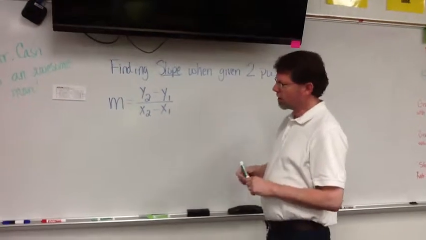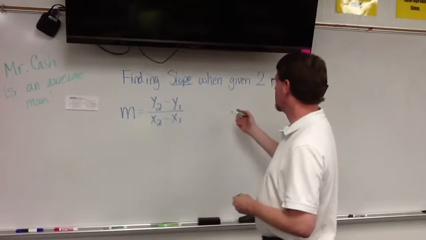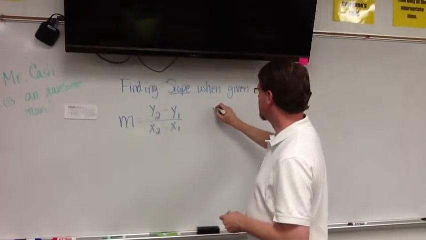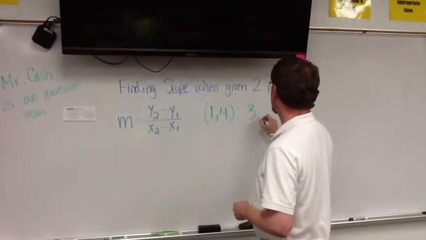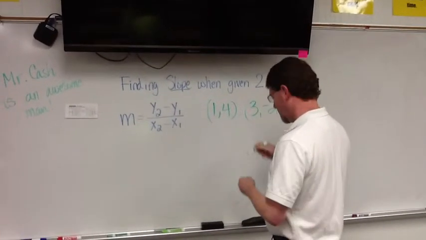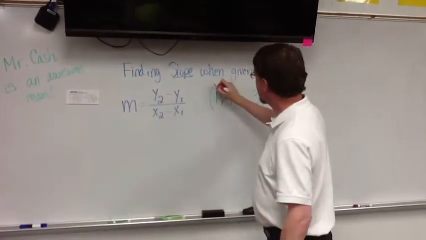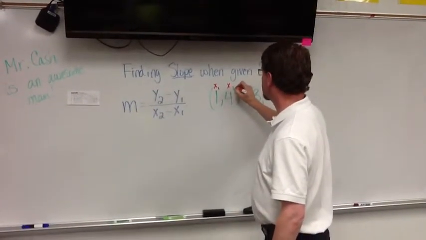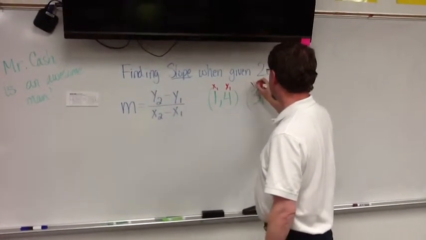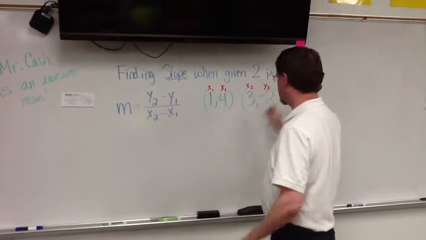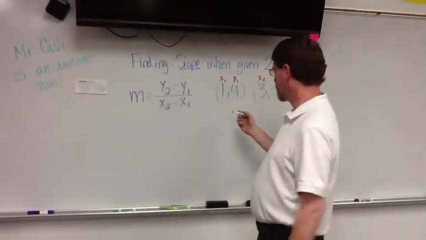In the second example, we're going to use the second example that we used on the small sheet, and the 2 points are (1, 4) and (3, -2). Again, just for practice's sake, I'm going to label them x1 and y1, x2 and y2. So we'll now plug them into our formula.